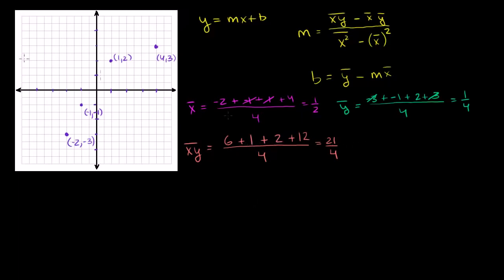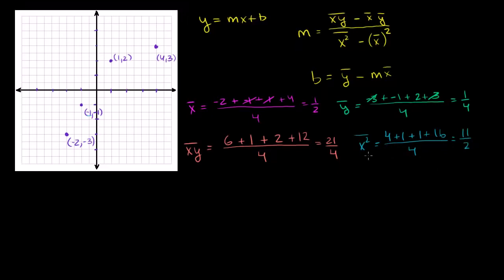And then finally, we want the mean of the x's squared. So that is going to be equal to -2 squared is +4, plus -1 squared is +1, plus 1 squared is 1, plus 4 squared is 16. All of that over 4. So you have 4 plus 2 is 6, plus 16 is 22 over 4. 22 over 4 is the same thing as 11 over 2. Did I do that right? 6 plus 16 is 22 over 4, same thing as 11 over 2.